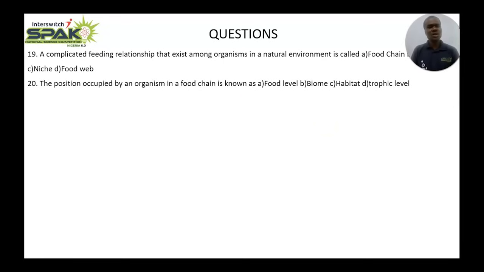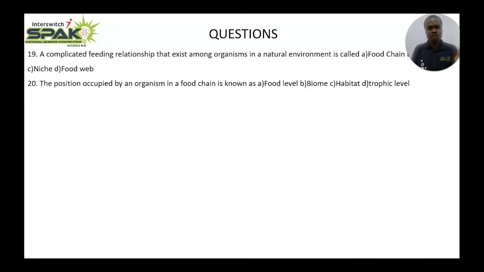Next question says, the position occupied by an organism in the food chain is known as dash. Food level, biome, habitat, trophic level. A trophic level is the position occupied by an organism. So some organisms occupy trophic level 1, some occupy trophic level 2, some trophic level 3. So the trophic level is the position the organism occupies. This is different from the functional role.